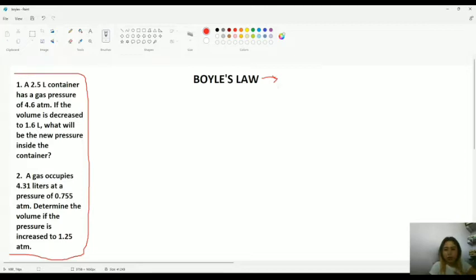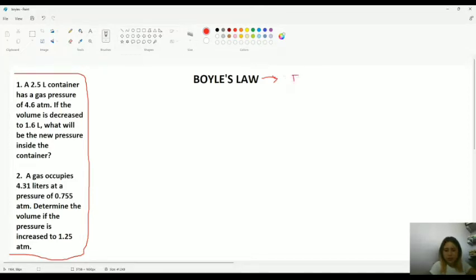Unlike Boyle's law, the relationship in pressure and volume are inversely proportional. Say, for example, if nag-decrease si pressure, tataas si volume. Same, baliktad sila, magkabaliktad. So, this is the formula for Boyle's law.